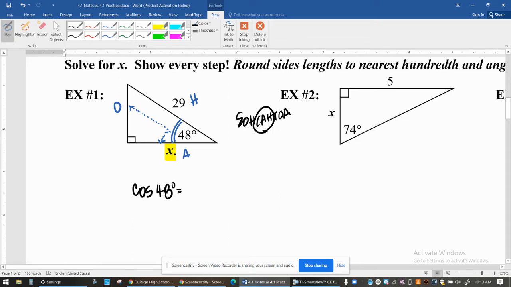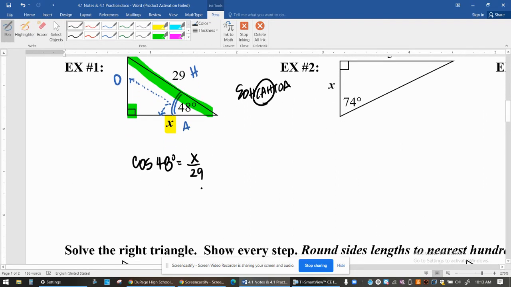Adjacent means next to. So the side next to it is x. The hypotenuse, remember, is always across from the 90 degrees. So the hypotenuse would be 29.